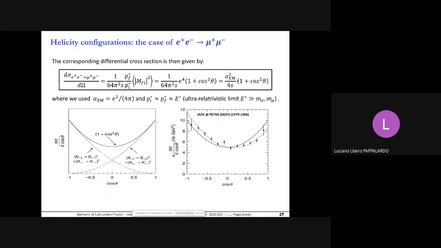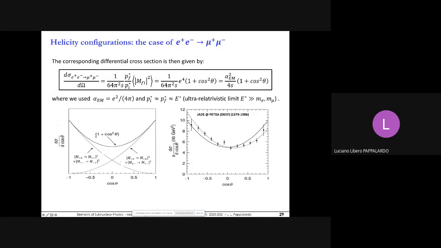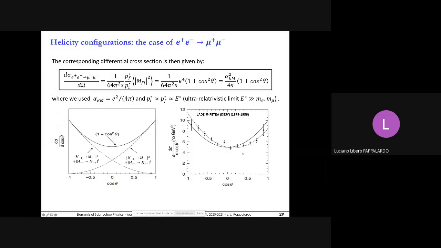How does this compare with experimental data? The points here are experimental data with the error bars that have been measured at the JADE experiment at PETRA, in the 80s. And the solid curve is the one coming from our calculation in QED. So what would you conclude from this plot? You would conclude that the agreement is rather good, but it is not perfect, right? Because the points are not on the solid line, but they follow this dotted line.